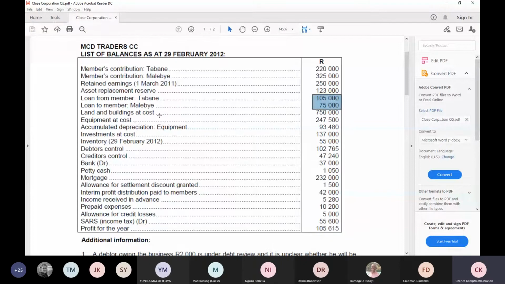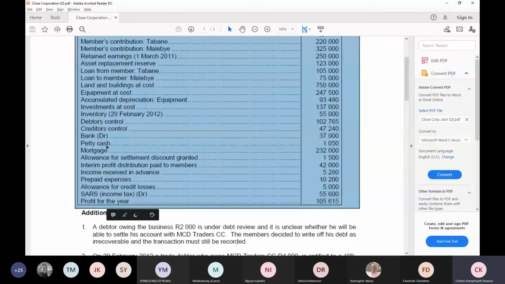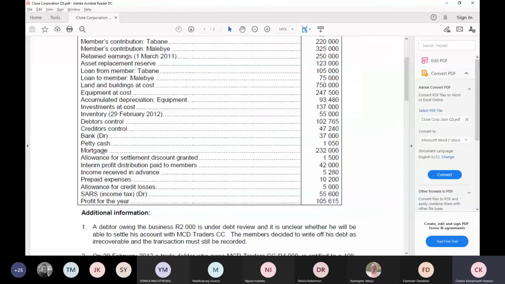Land and buildings at cost, equipment at cost, accumulated depreciation, and then we have investments at cost. We don't know yet whether that is held for trading or for a long-term investment. Okay, we have inventory, 29 February 2012. That is the closing inventory. We have debtors control and creditors control. Bank, a favorable balance. Petty cash, favorable balance. Then we have a mortgage, long-term loan. Allowance for settlement discount granted.